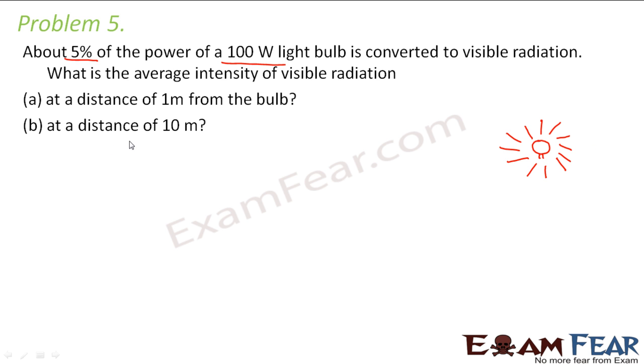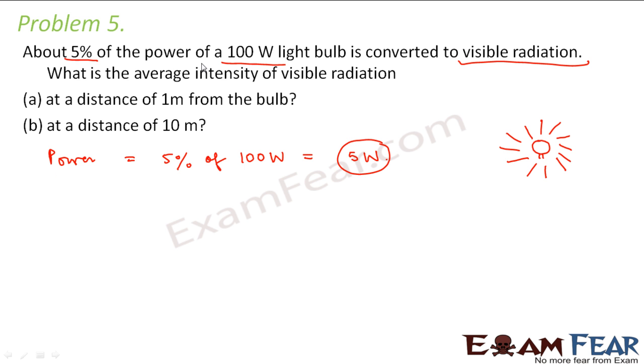It says that 5% of the power of a 100 watt light bulb, that means the bulb is actually a 100 watt bulb, but only 5% of the power is converted into visible radiation. So the light which is emitted from the bulb is my visible radiation. Only 5% of 100 watts is getting converted into this light. So what is the effective power? That is 5% of 100 watts, which is equal to 5 watts. This is the power of the visible radiation.